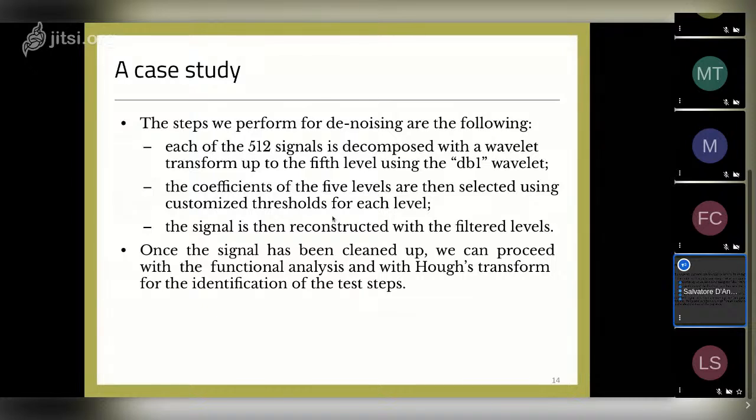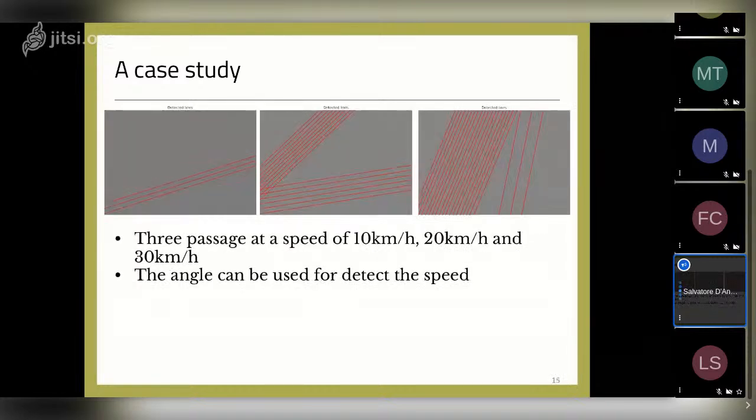The steps we perform for denoising are the following. Each of the 512 signals is decomposed with the wavelet transform up to the 5th level using the db1 wavelet. The coefficients of the 5 levels are then selected using a customized threshold for each level, and then the signal is reconstructed with the filtered levels. Once the signal has been cleaned up, we can proceed with the functional analysis and with the Hough transform for identification of the test steps. The result of 3 passages is in this image.